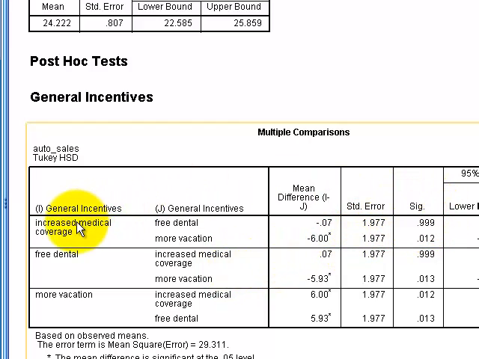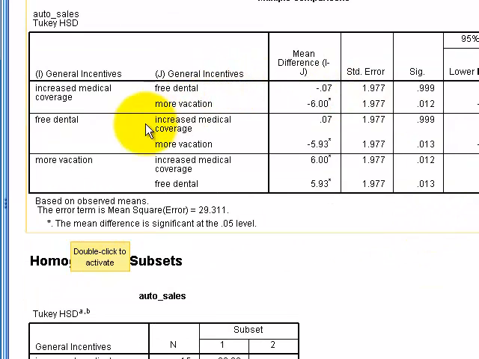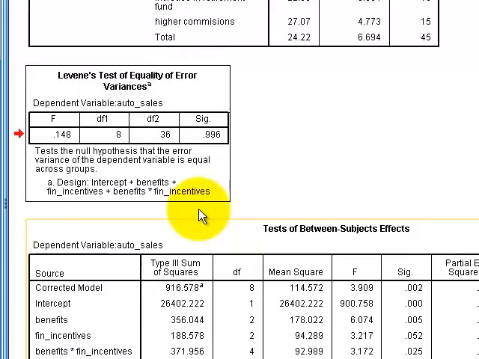Okay, so we look at the significance column. Between increased medical and dental, no. Increased medical and more vacation, yes. Oh, big difference. So that's one big difference, between the medical increase and more vacation, and dental and more vacation. So it seems the big differences are between more vacation and the free dental.